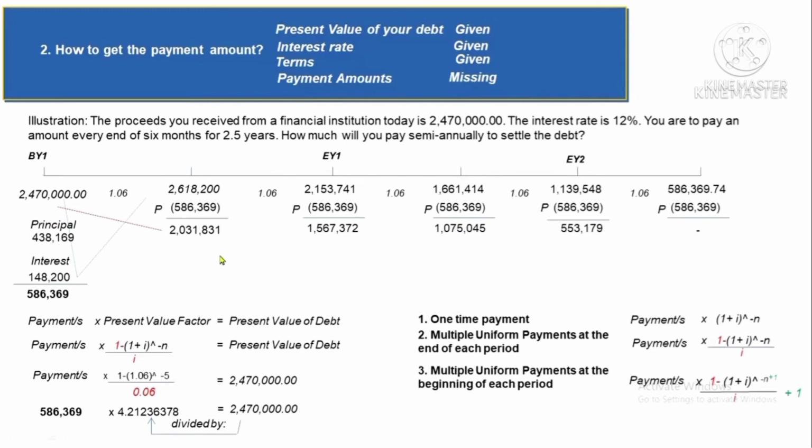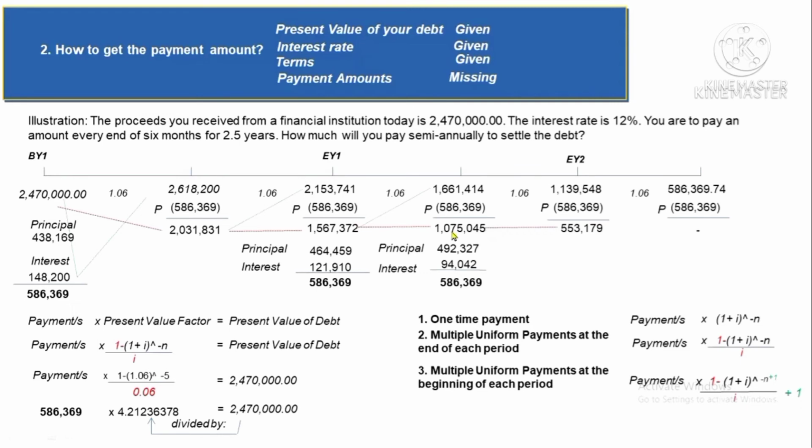So let's complete the analysis for all of the periods. We have the difference of this one is the principal payment of 464,459, and the interest is this one minus this one. We have 121,910, and of course that is still 586,369 all in all. On the third, we have the difference of this one is the principal payment, and the difference of this and this is the interest, for a total again of 586,369. The same with here, you're going to deduct 1,075,045 minus 553,179.